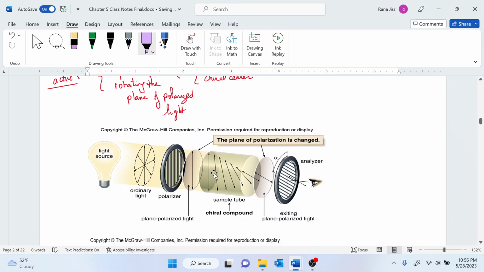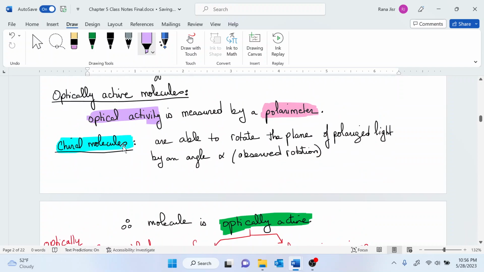Now, that plane of polarized light passes by a sample tube. So, this is where your sample is in. If your compound is a chiral compound, meaning that it has a mirror image, then that plane of polarized light will be rotated by an angle alpha that you are able to view. So, by definition, chiral molecules are molecules that are able to rotate the plane of polarized light by an angle alpha. Alpha is the observed rotation that you can read. And in this case, we say that chiral molecules are optically active.